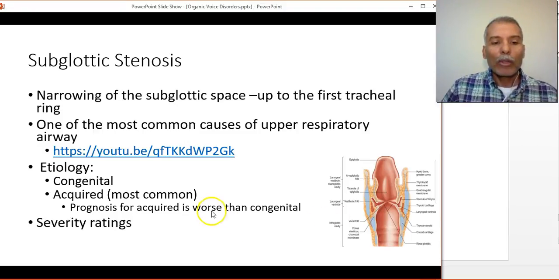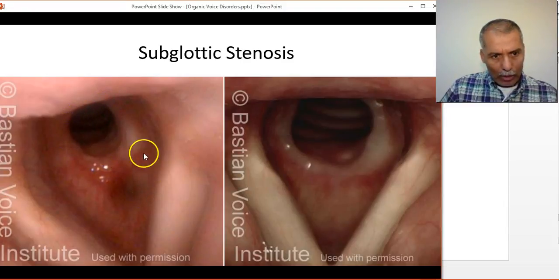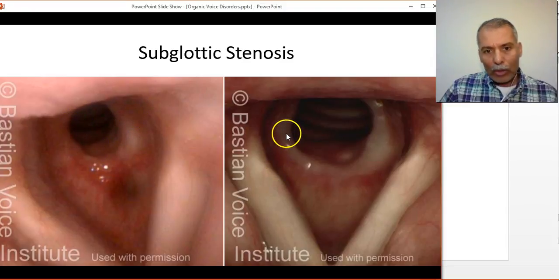So you can see here, this is subglottic stenosis. You can see the trachea, for example. You could see here the enlargement. This is a very narrow airway, and now it is an enlarged airway.